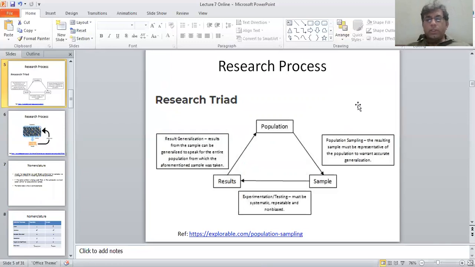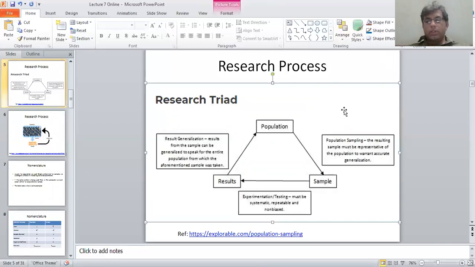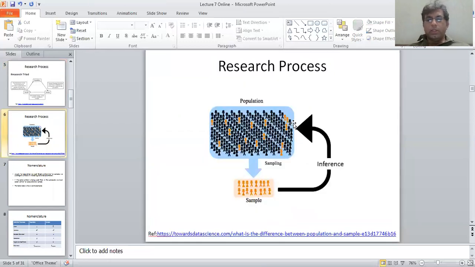This is also a research process, sometimes called a research triad: firstly we have some population available, we take a sample out of the population, we analyze the sample, we get the results, and then we generalize these results onto the population. Or understand it in this way: suppose this is the population, we took the sample, which are the orange dots over here, analyzed it, and inferred the results from the sample onto the population.